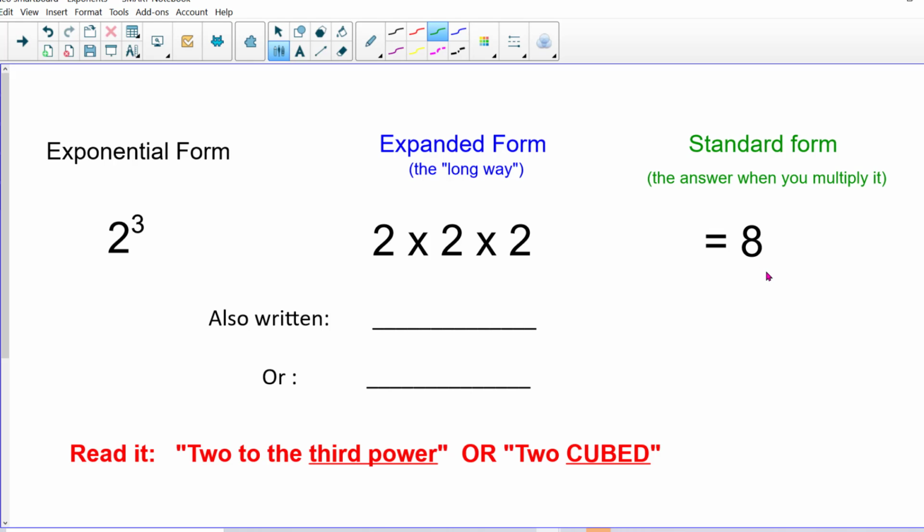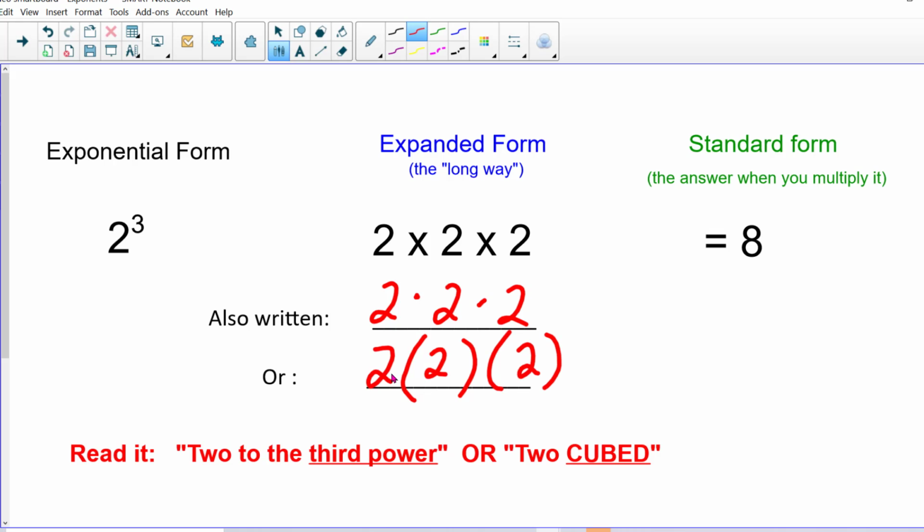Now let's write it in the 2 other ways that we learned. So instead of the x, we're going to use the dot, which is 2, and then the dot, and 2, and the dot, and the 2. So this also means 2 times 2 times 2. And the last way, we're going to write it with parentheses. So 2, and then the second 2 in parentheses, and then we're going to write it again. So it's just a bunch of 2's in parentheses. If I didn't have the parentheses there, it wouldn't be right. It would just look like 222. This means 2 times 2 times 2.